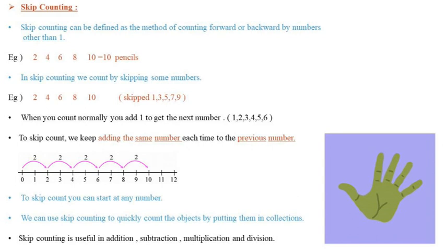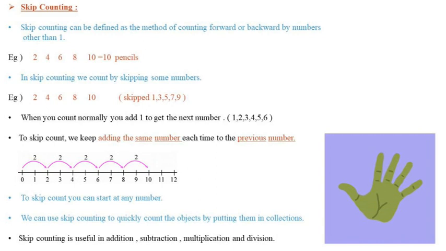When you count normally, you add 1 to get the next number, like 1 plus 1 gets a 2, 2 plus 1 gets a 3, 3 plus 1 gets a 4, 4 plus 1 gets a 5, 5 plus 1 gets a 6, 6 plus 1 gets a 7. To skip count, we keep adding the same number each time to the previous number.